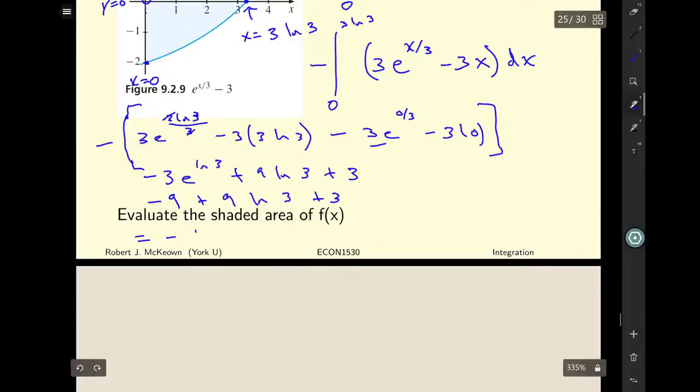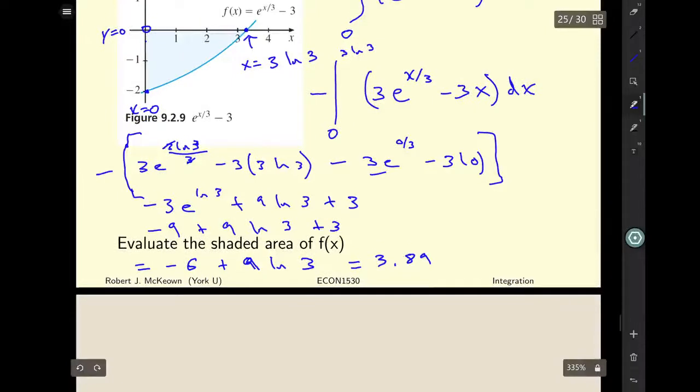And I've got negative 6 plus 9 times log 3. And now I'm going to have to turn to my trusty calculator. And I get 3.89. That's the area of this thing in here. How do I know? Do I know if it's correct or not? Well, why don't we use that old Babylonian trick?